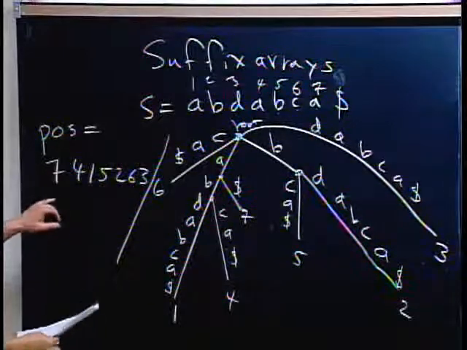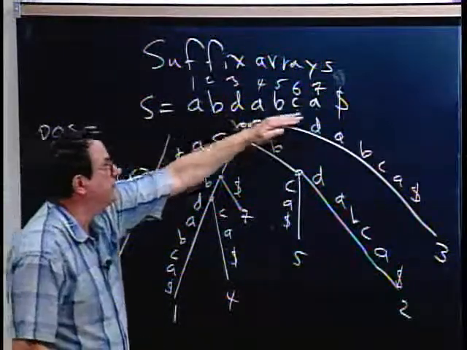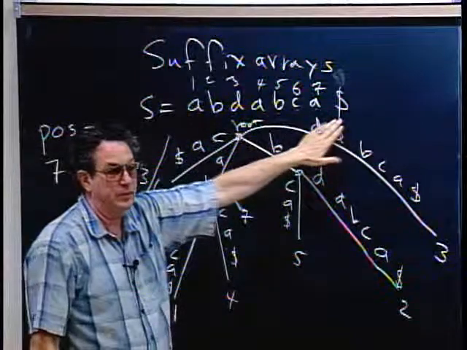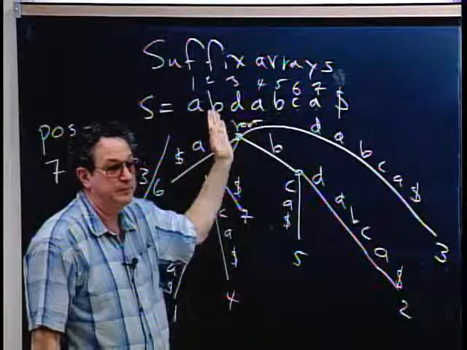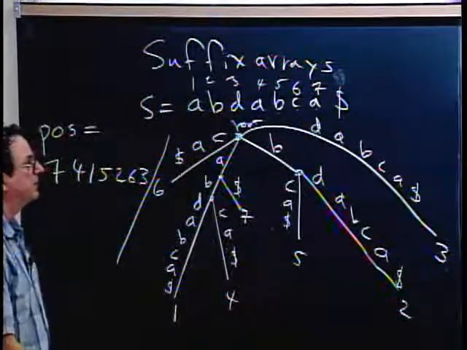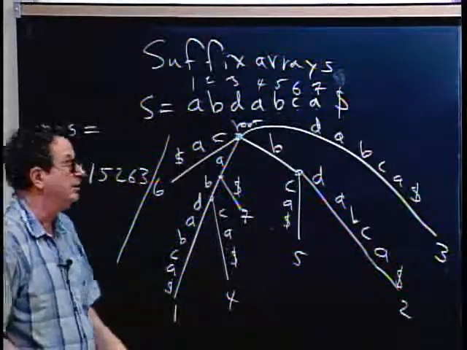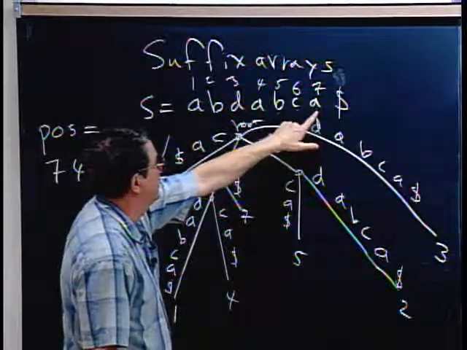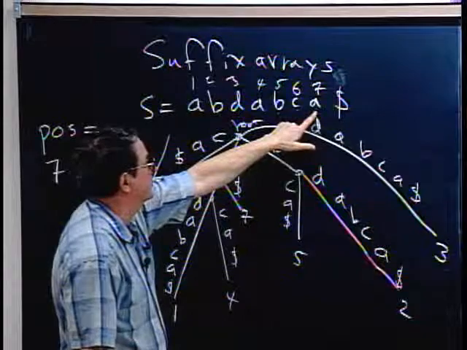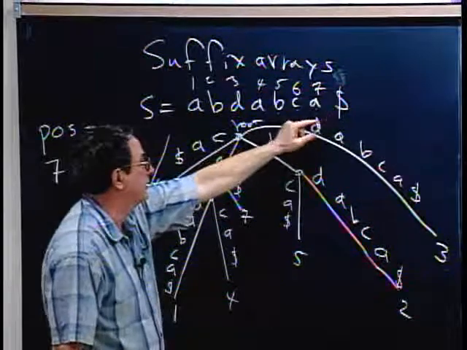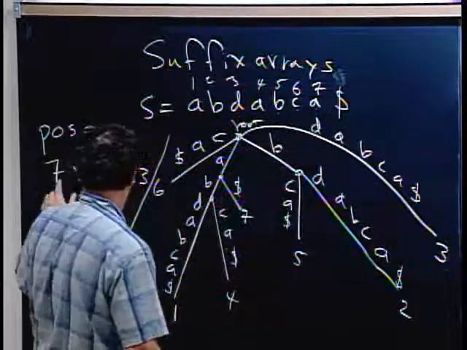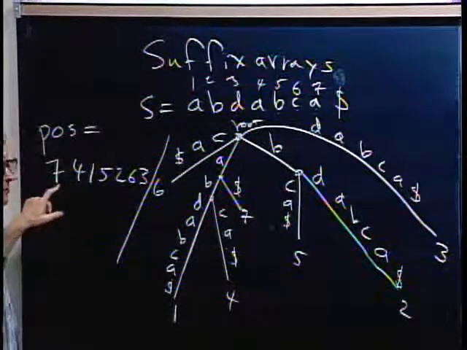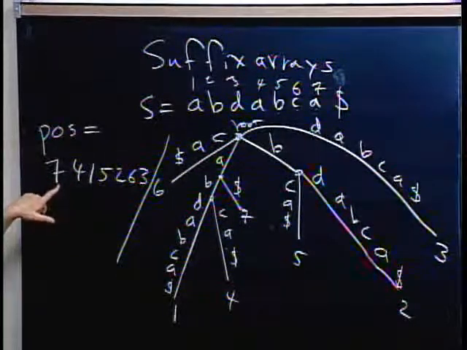And what does this mean? It means that if you look at all the suffixes of this string, excluding the suffix that just begins with the $ sign, there are 7 suffixes. And if you listed them in lexicographic order, what's the lexicographically smallest suffix? Well, it happens to be this suffix at the end, which is just the character A, or A $ if you want to consider the $ sign there. So the lexicographically smallest suffix begins at position 7.